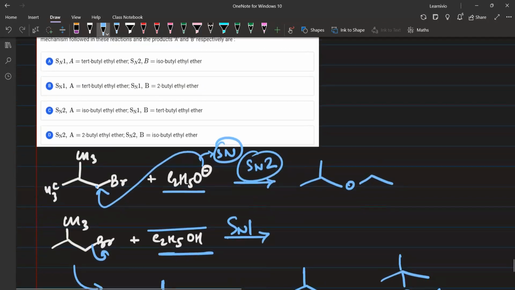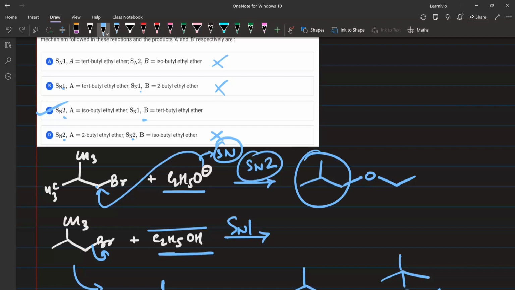So if you look at the options here, SN1, SN2, no. SN1, SN1, no. SN2, SN1, yeah. SN2 and SN2, no. So option C is going to be the correct one. Okay, as you can see, this is also isobutyl. Wait a second, I have missed 1 carbon here. So I have 3 carbon atoms, then the oxygen, and then 2 carbon atoms.